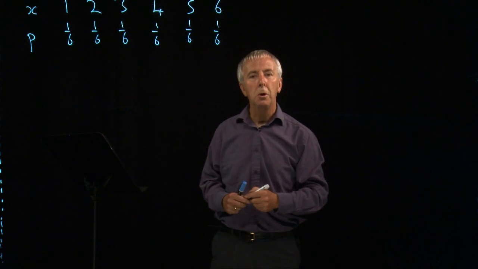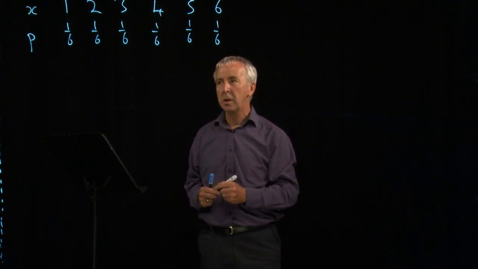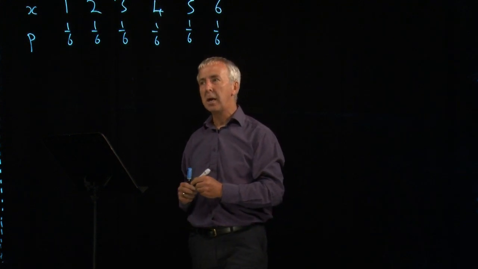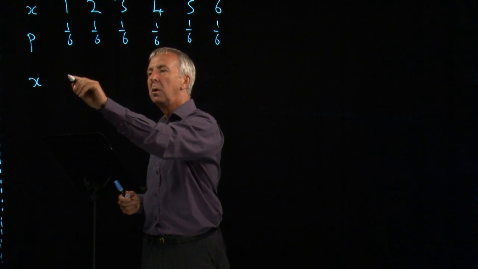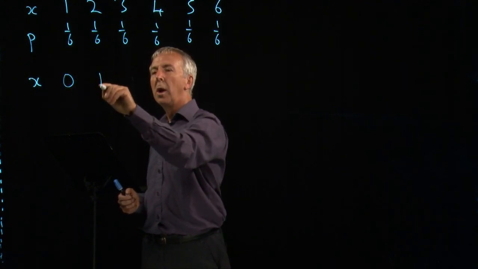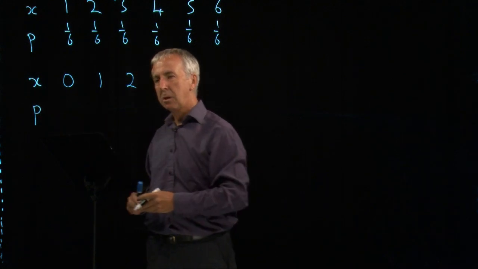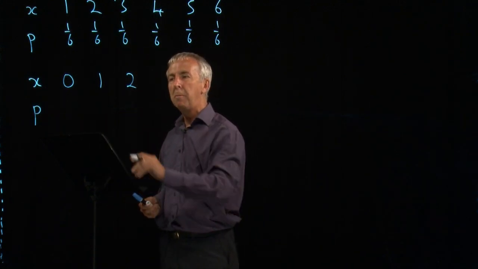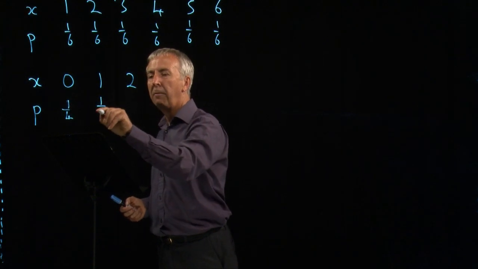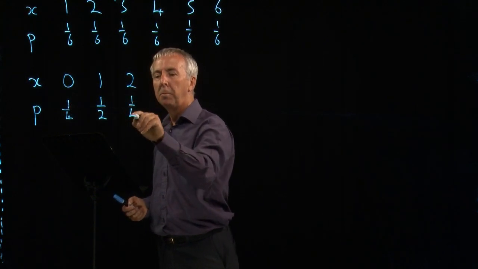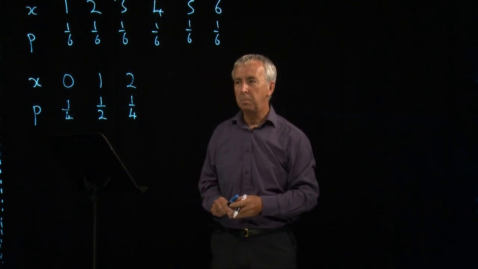Another experiment we can look at is the experiment of tossing 2 coins and counting how many heads we get. So in this case, if we toss 2 coins, we might get no heads, 1 head or 2 heads. And this time the probabilities, which we could work out with a tree diagram, would be 1/4, 1/2 and 1/4. And again, this is a probability distribution.